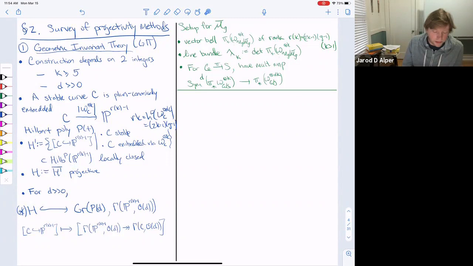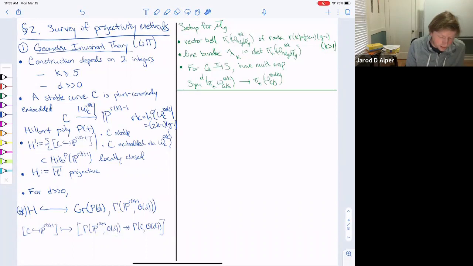But then you want to look specifically at the curves that are stable curves embedded via the kth canonical embedding. This is a locally closed subscheme, H prime, and then we let H be the closure of H prime, because H prime is just quasi-projective. If you take this closure, you get a projective variety. All right, and now here is the important map.